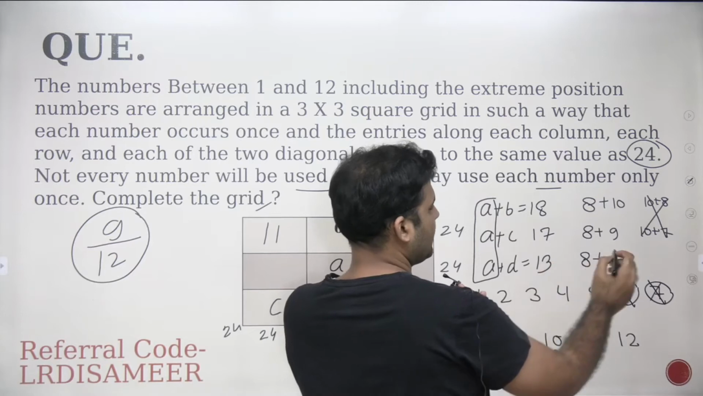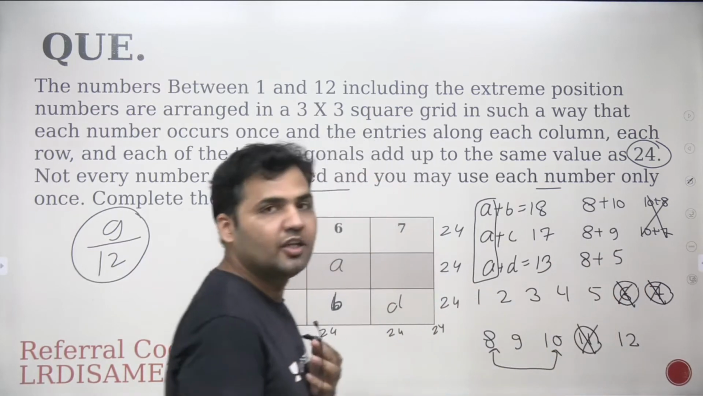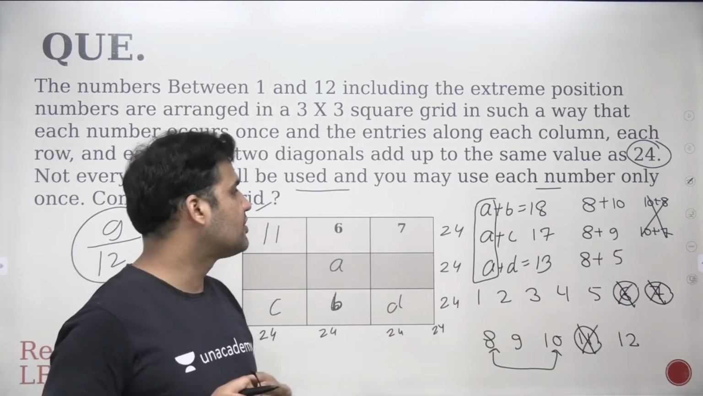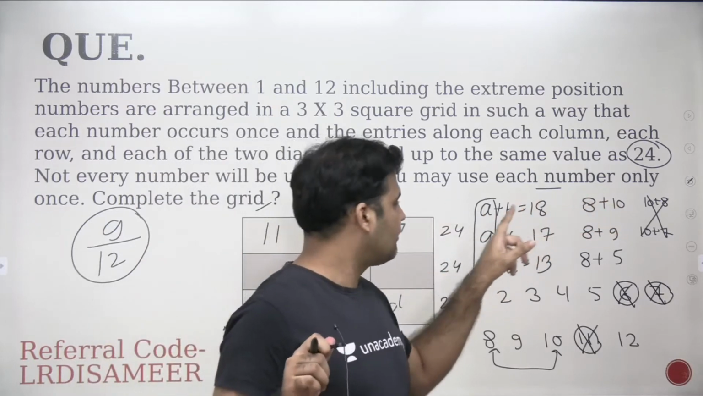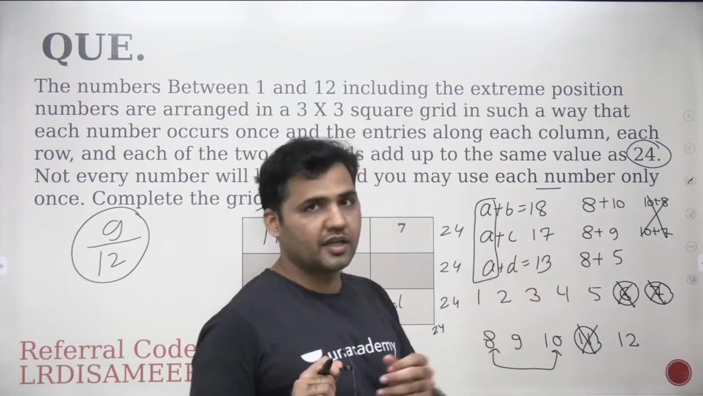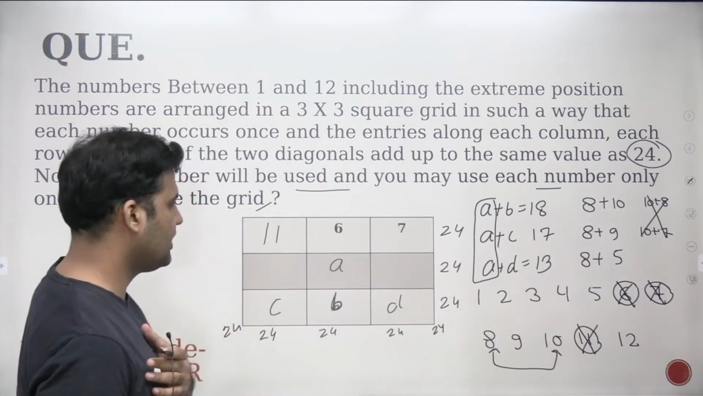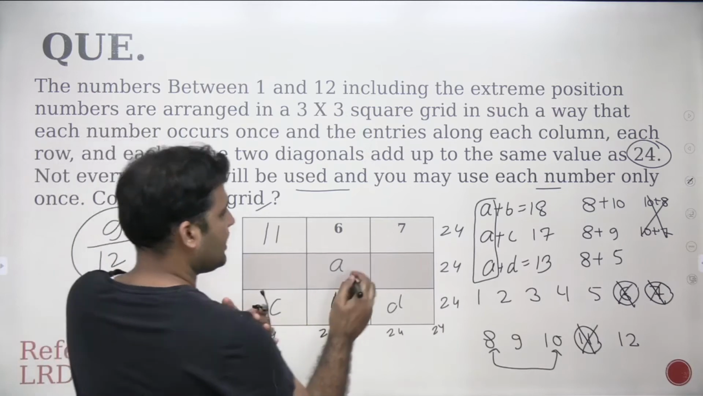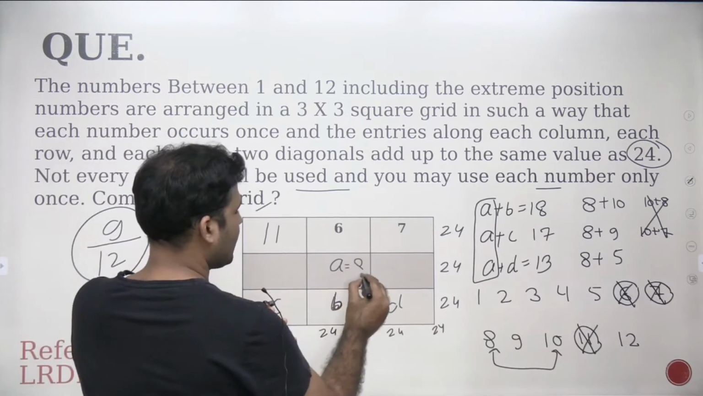So A plus D is 13. So 8 plus 5 is 13. You see that 8 is the possible value which when added to 10 gives you 18, which when added to C, 9, gives you 17, which when added to 5 gives you 13. Now let's use it, guys. If I take A here as 8, you'll get everything, right?